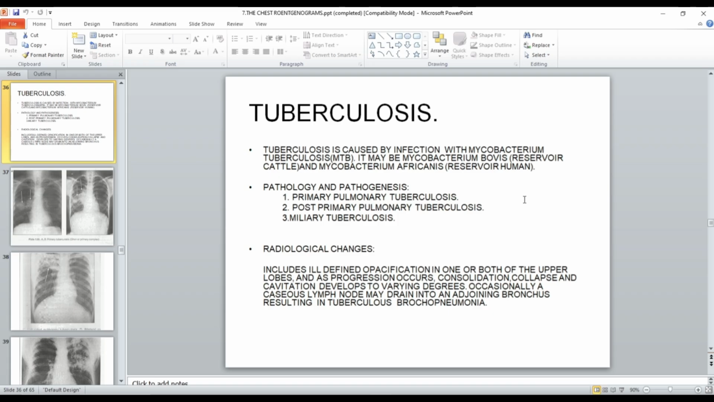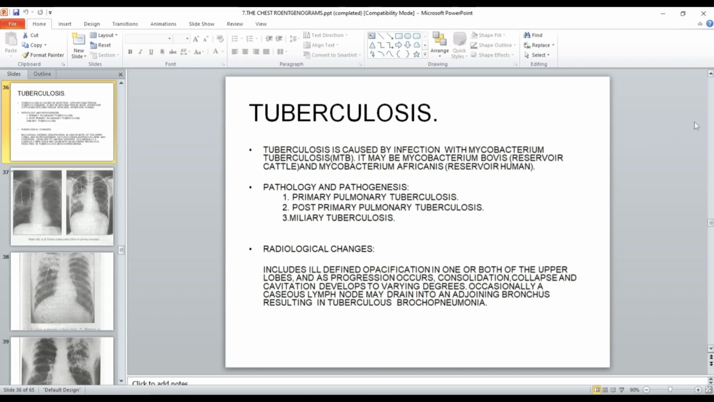In miliary tuberculosis, there is a widespread, severe distribution of tiny millet-seed-sized lesions, 2 to 3 millimeters in size, throughout the entire body. It is a life-threatening form of the disease that occurs when a massive amount of Mycobacterium tuberculosis enters the bloodstream and spreads throughout the body.